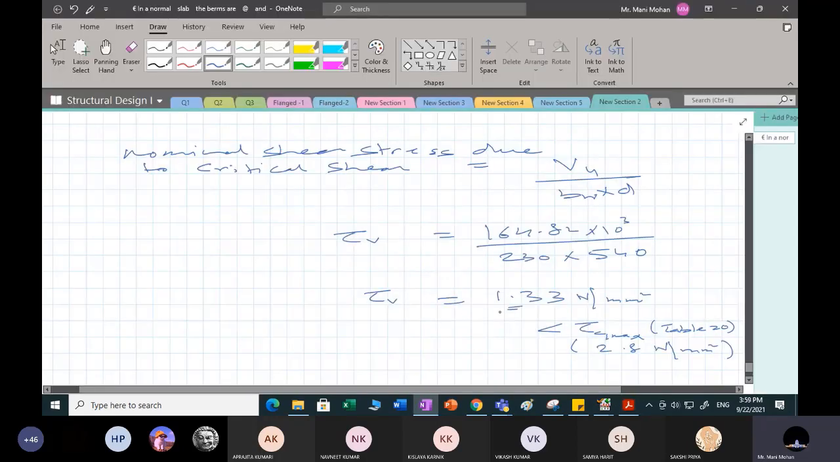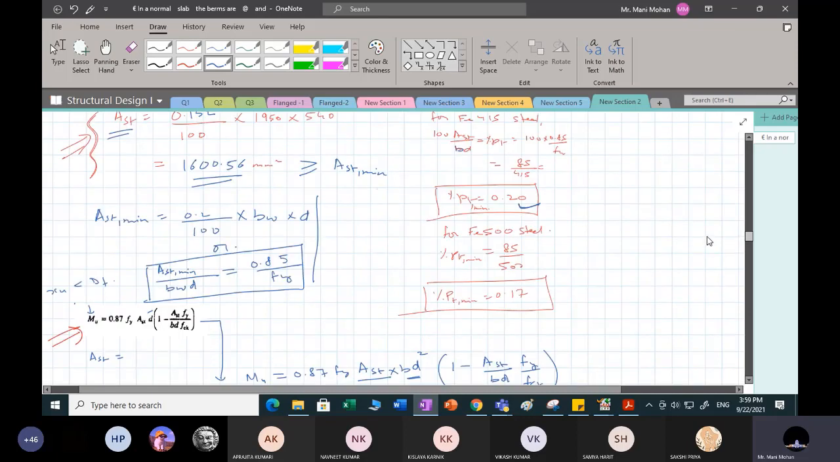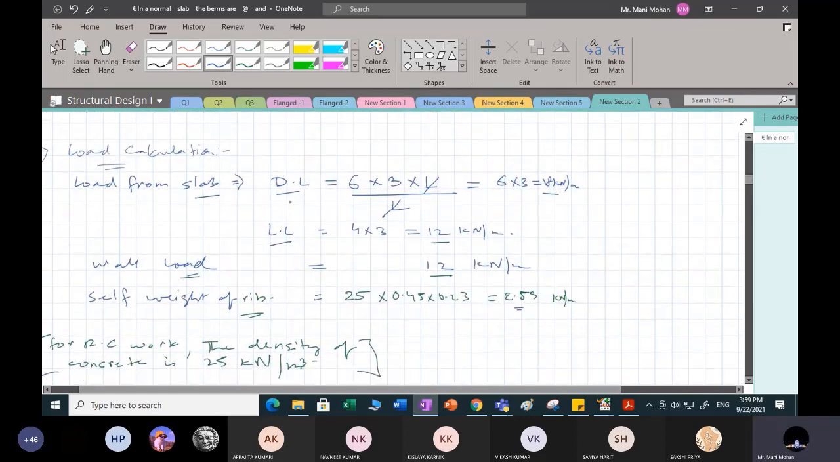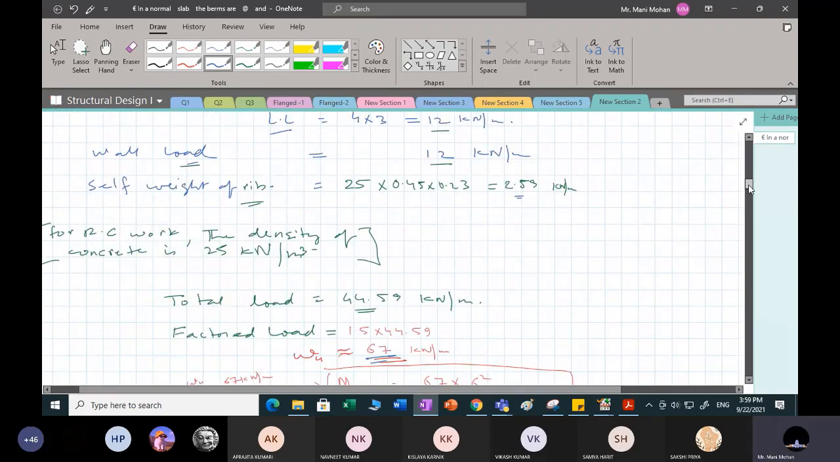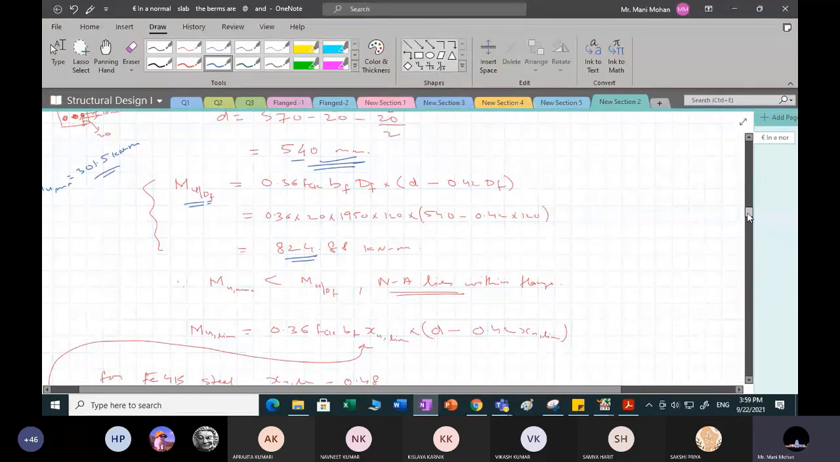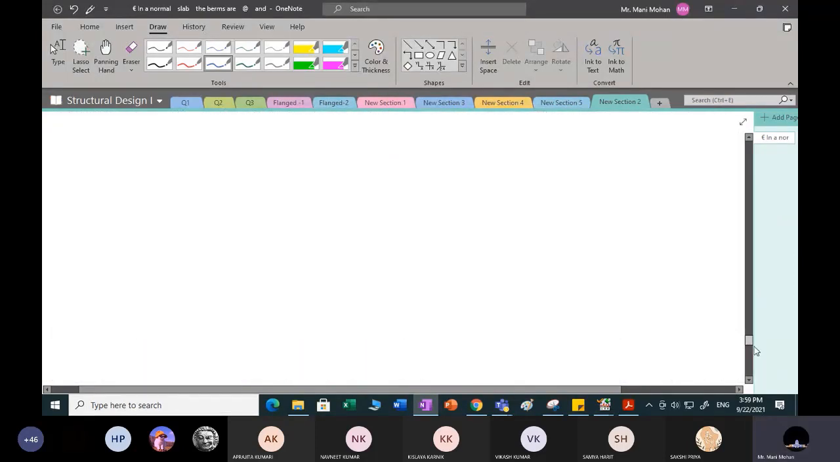Suppose tau V would have come greater than 2.8 Newton per millimeter square, it would mean that you have to revise the depth of the beam. So you have to again start from the beginning. You have to design your flexural reinforcement also, because your dead load will change. And since you are providing more depth to the beam, your reinforcement quantity will also reduce. So please mark this.